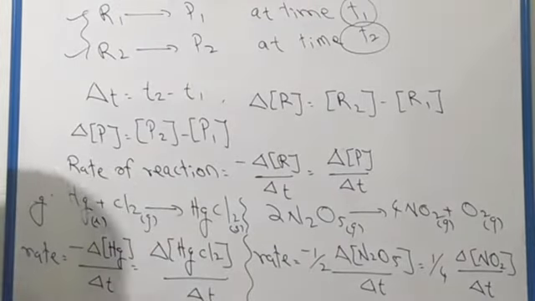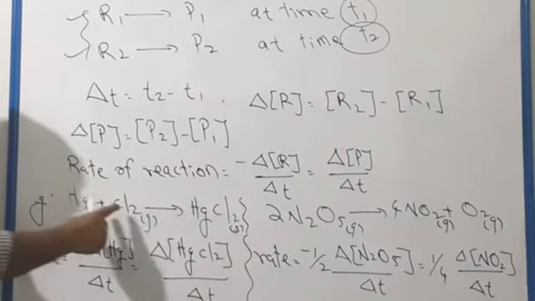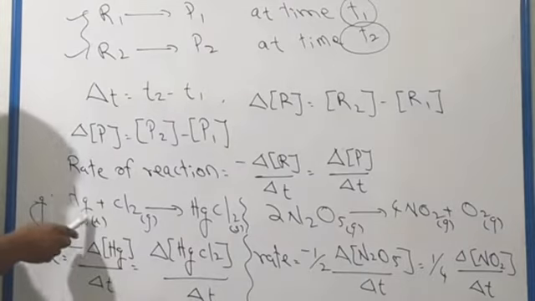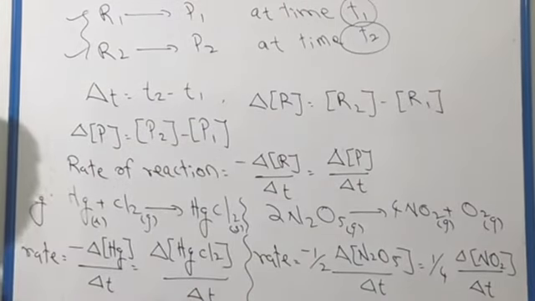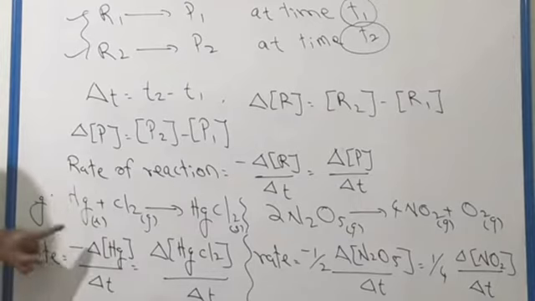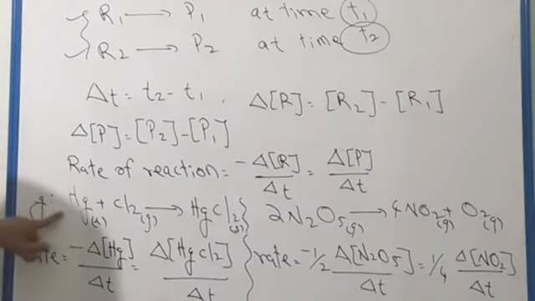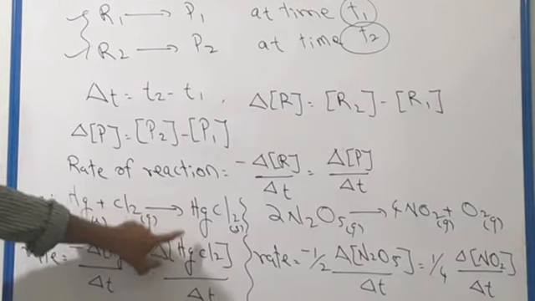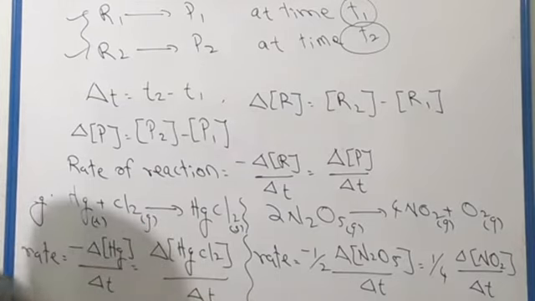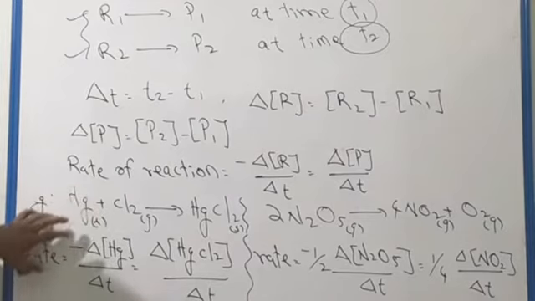Now look here, we can write rate of reaction using two different equations. Hg plus Cl2 giving HgCl2. Mercury is liquid state, chlorine gaseous state, reacted to form mercury chloride, which is solid state. Rate of reaction we can write here as minus delta Hg divided by delta T. Here Hg, mercury, and chlorine are reactants. So when you use change in concentration of mercury or chlorine, there will be a negative sign. Or you can use change in concentration of mercury chloride divided by change in time. This is the equation for rate of reaction for this reaction.